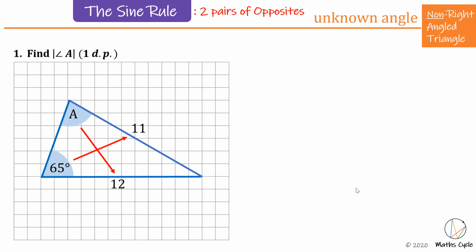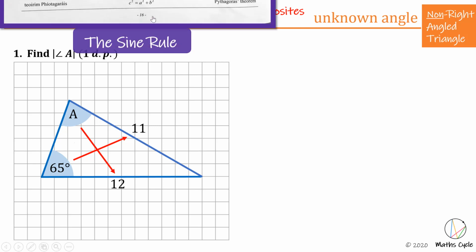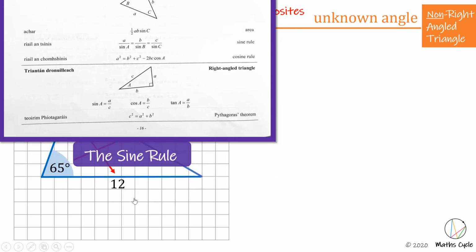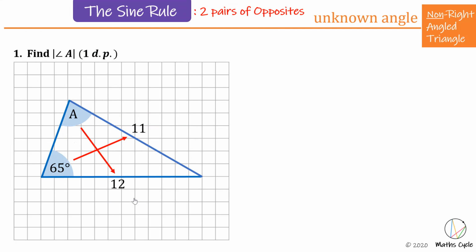So go to your log tables and find the sine rule. Here in my log tables, on page 16, I have the sine rule, and it tells me that the side over the sine of the angle equals the side over the sine of the angle. So then, using my two pairs of opposites, I build my solution to make those two ratios. So 12 over the sine of A equals 11 over the sine of 65 degrees.